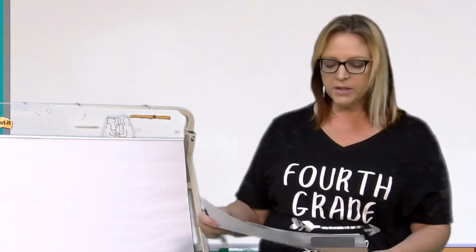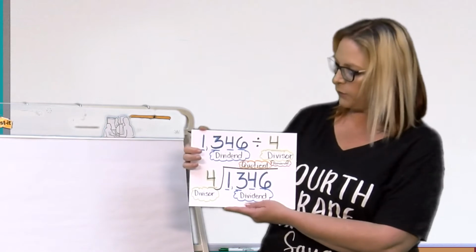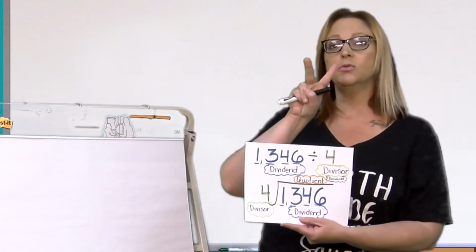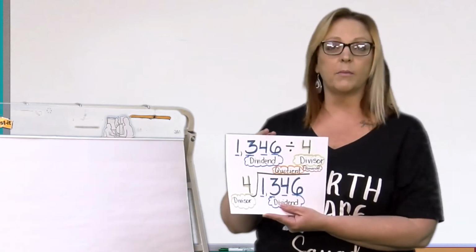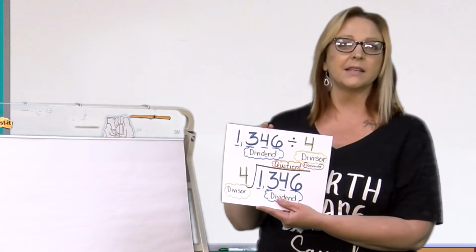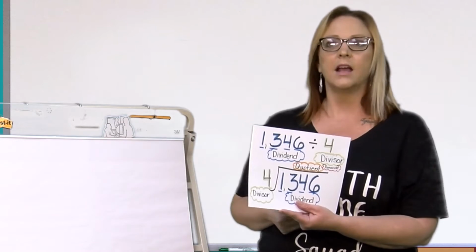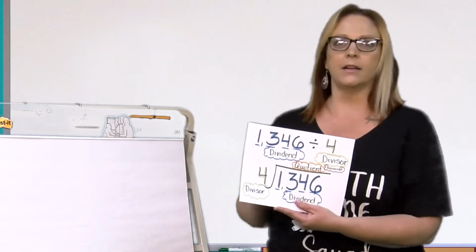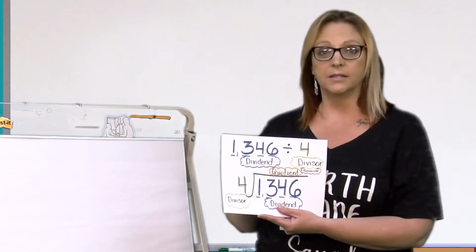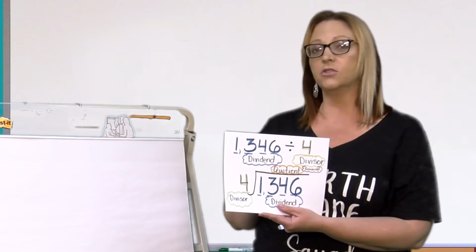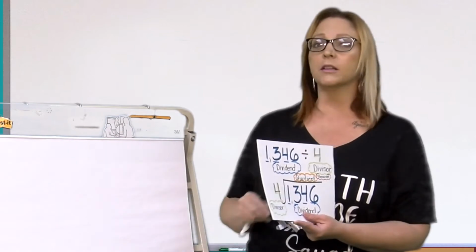So today, with 1,346 divided by 4, we're going to solve this in two different ways. Because there's always more than one way to solve a math problem, and all of us learn a little bit differently. We have to find the solution that works best for us, the one that makes us go, aha, I know how to do this. The first way I'm going to solve this is by using a number bond. The second way is with a standard algorithm. So grab your paper and pencil and work along with me.